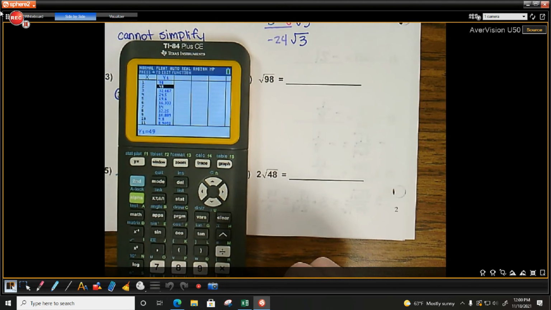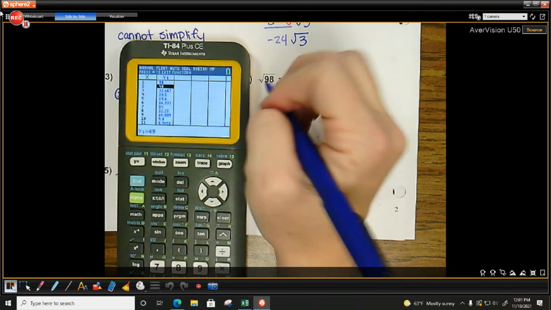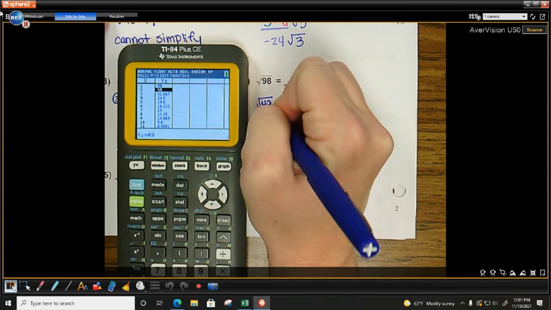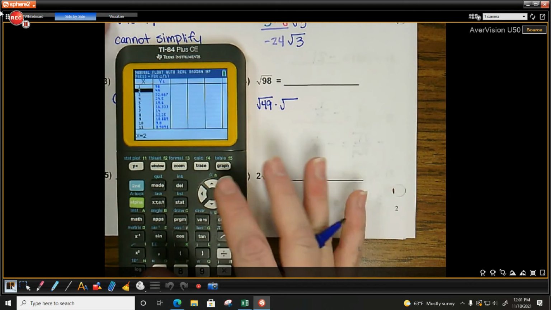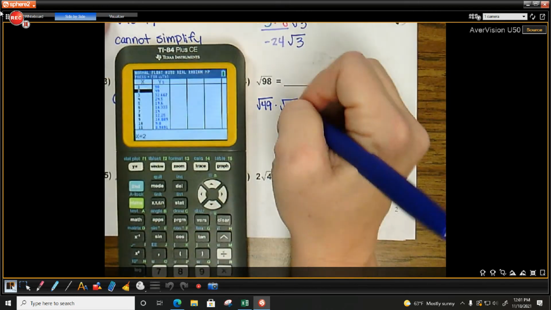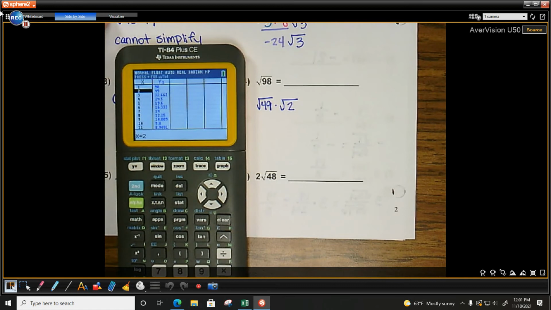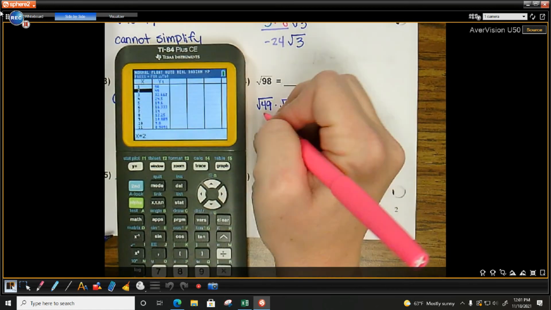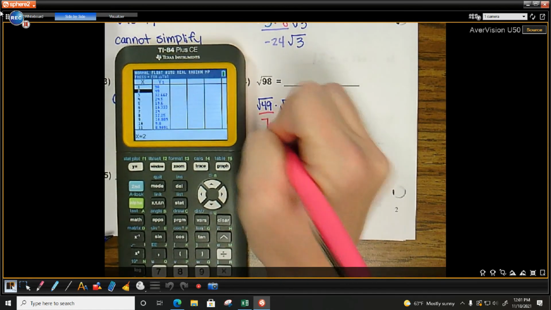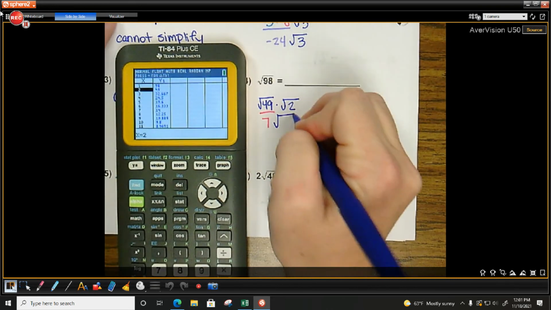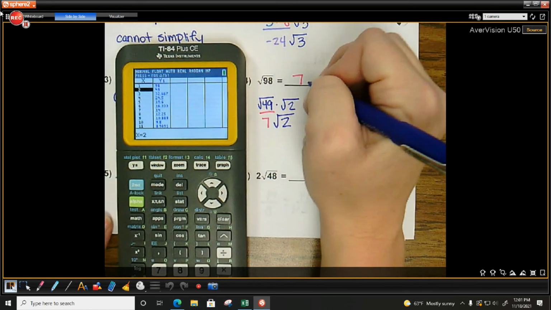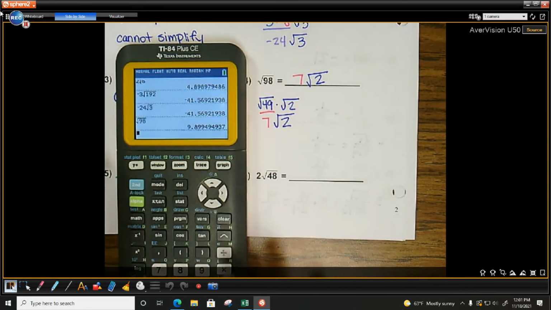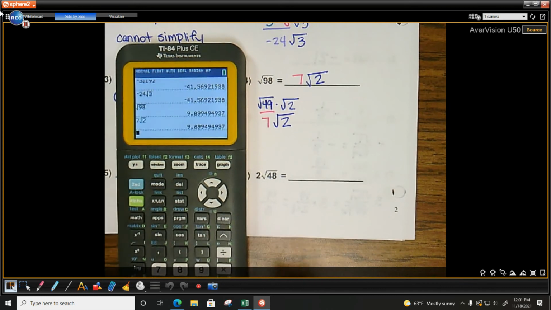Yes, so I'm going to break this up into the square root of 49 times the square root of what? What is 49 paired with? 2. Well, what is the square root of 49? 7. 2 is prime, so I know that that is all the way simplified. So 7 square root 2. Again, you can put this in your calculator, and we get the same decimal. Okay? One last one, guys.